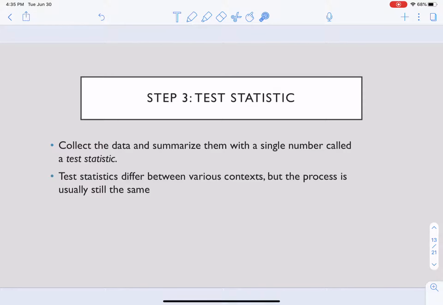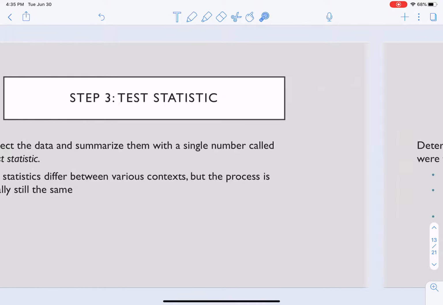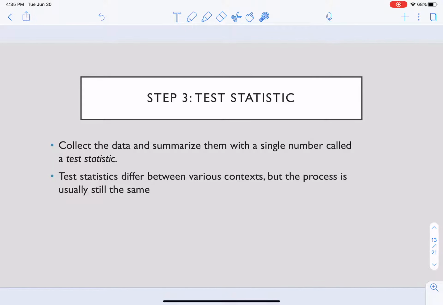Now, in this video, I'm going to combine step 3 and step 4 into the same thing because step 3 is fairly simple. Just like how we have the mean, the median, the mode, standard deviation, all these different things to summarize data. Those are all summary statistics trying to summarize data. The test statistic does the same thing, however, it's in reference to our null hypothesis. It's going to be one single value summarizing the data as well, just in the frame of the null hypothesis.